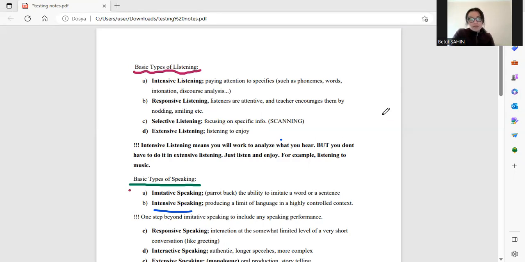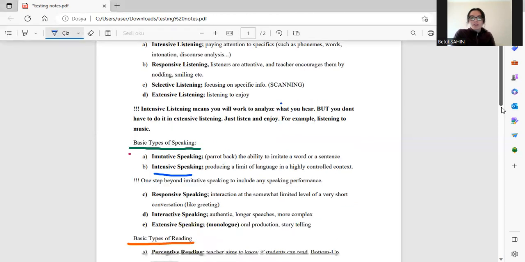And third one is selective listening. We just focus on specific information like scanning. If there is a record and we listen to it, and there are some questions related to it, we just focus on the answers to answer the questions correctly. And there is a note here. Extensive listening means you will work to analyze what you hear. It's formal actually, but extensive listening is for fun. You don't have to analyze anything you hear.